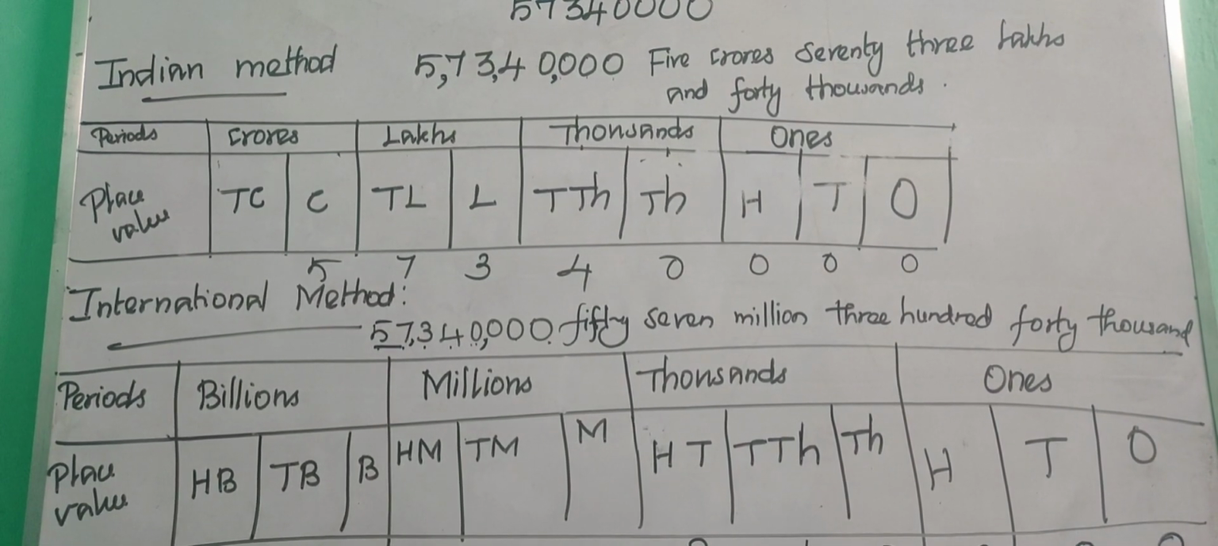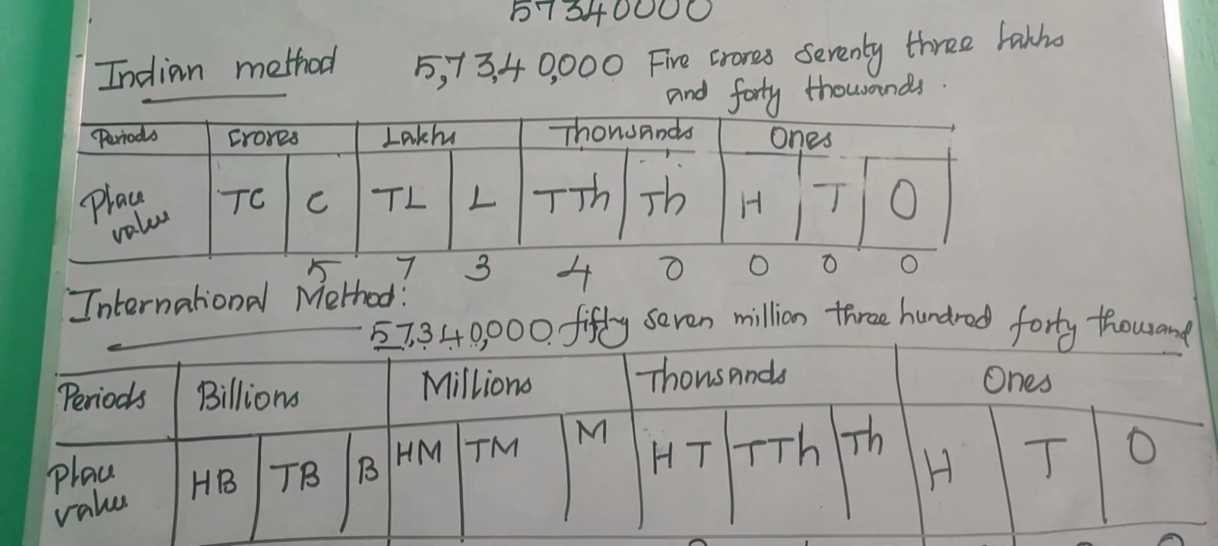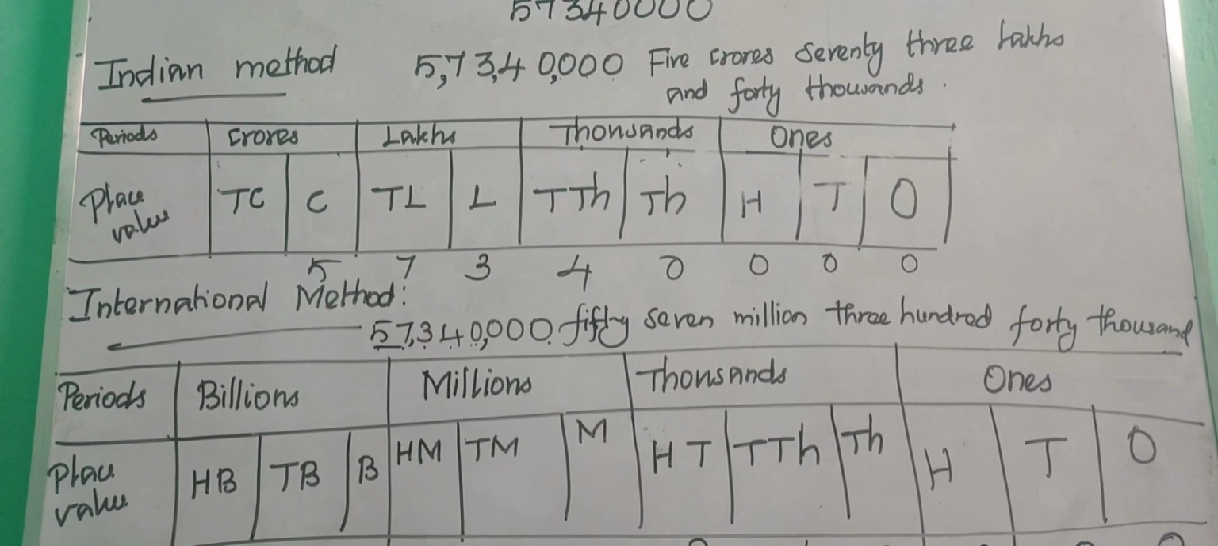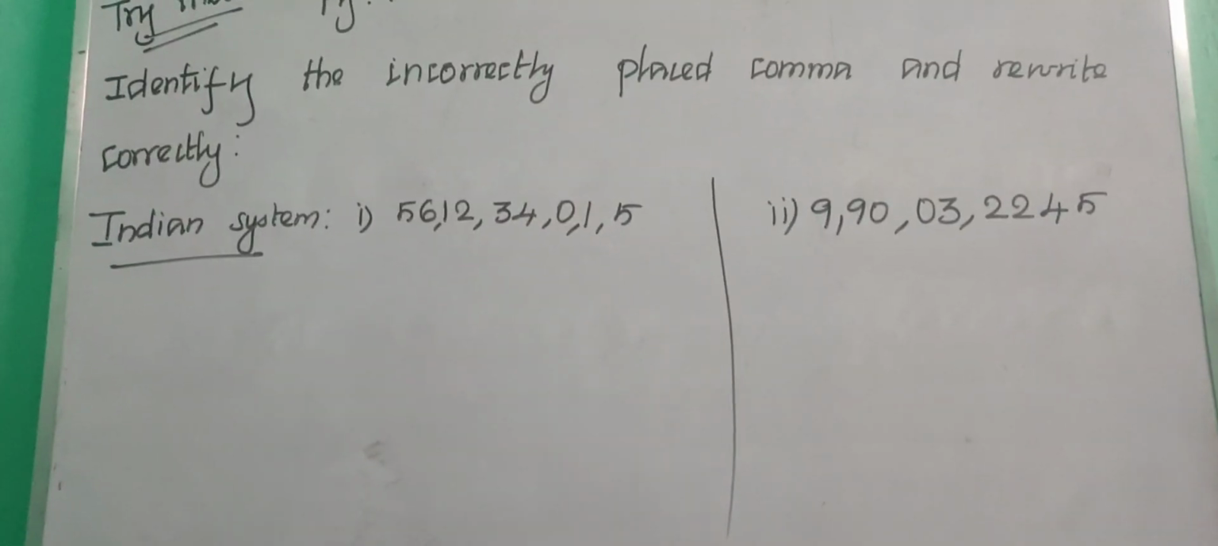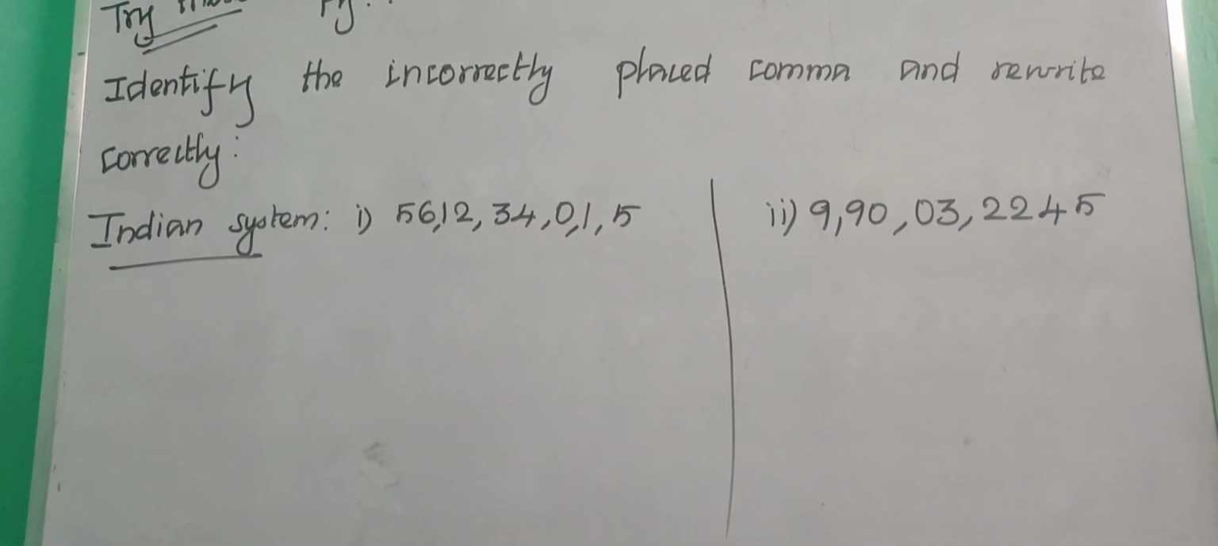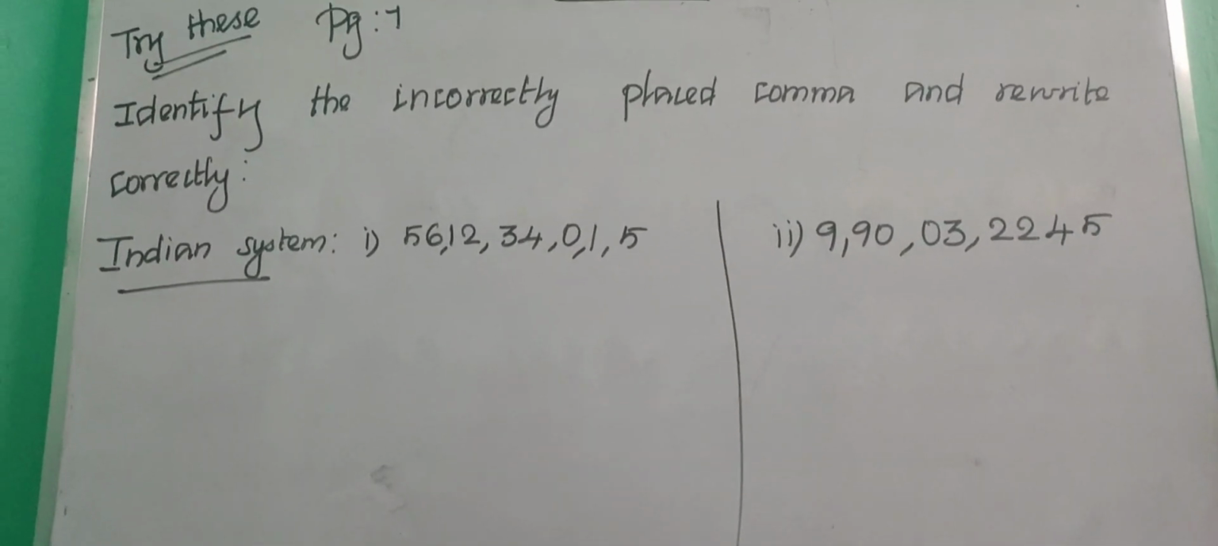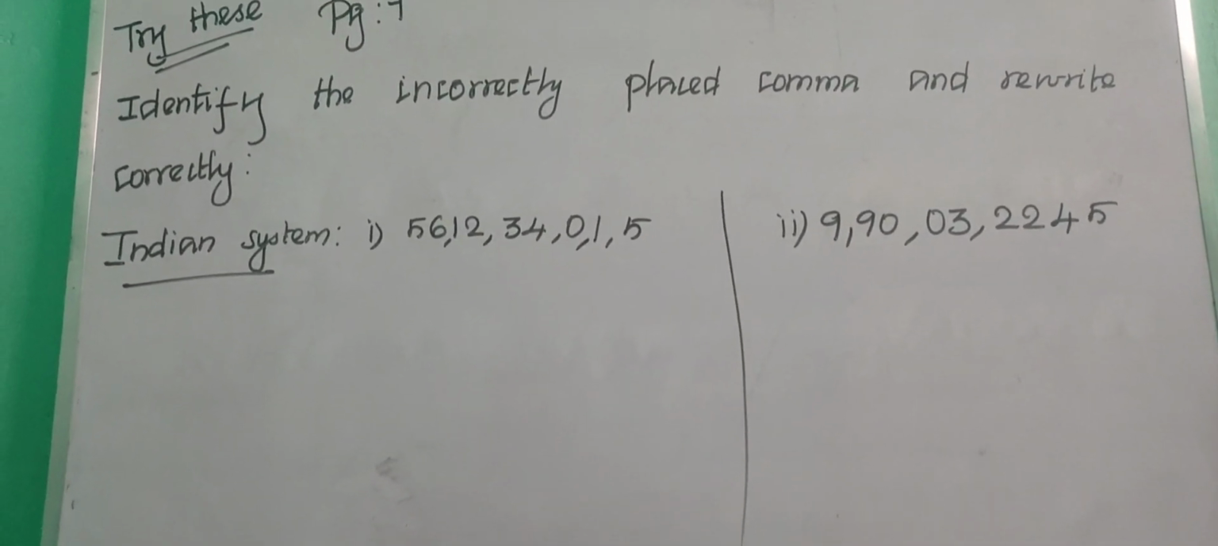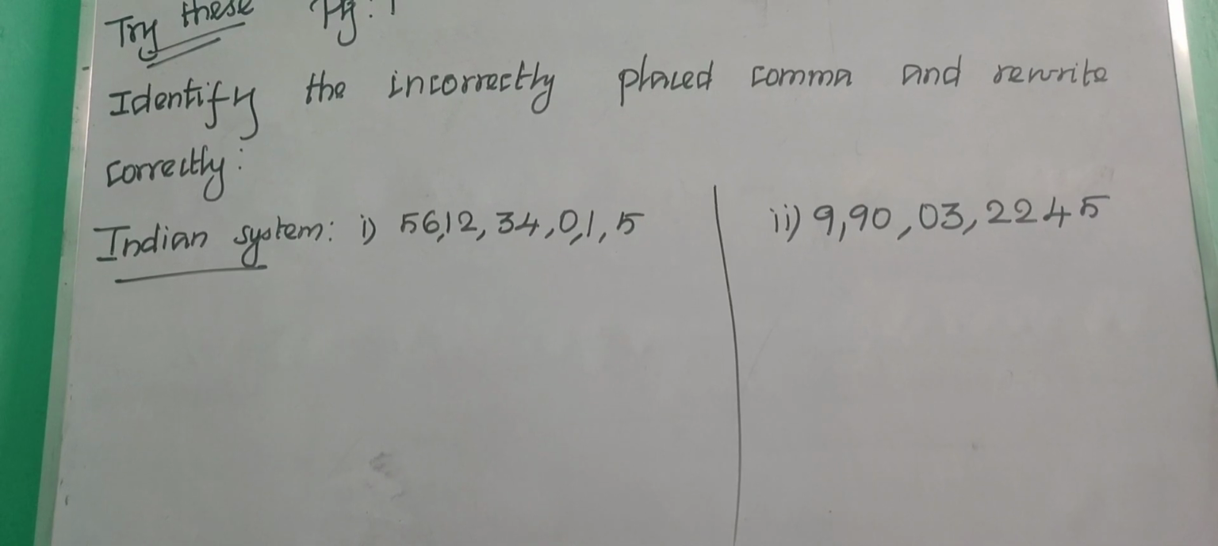Okay, let us see the next topic, place value of digits in large numbers. But before that, we have the Try These on page number 7. Let us do that, okay children. The question is, identify the incorrectly placed comma and rewrite correctly. The first question is in the Indian system.